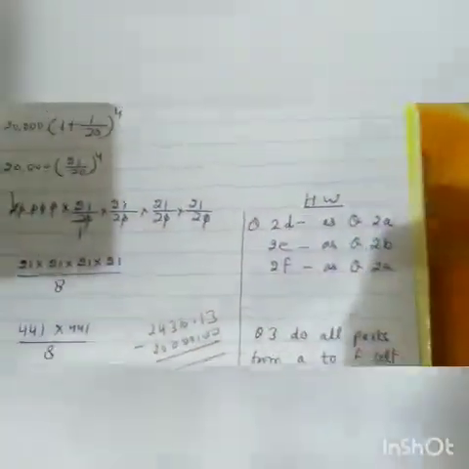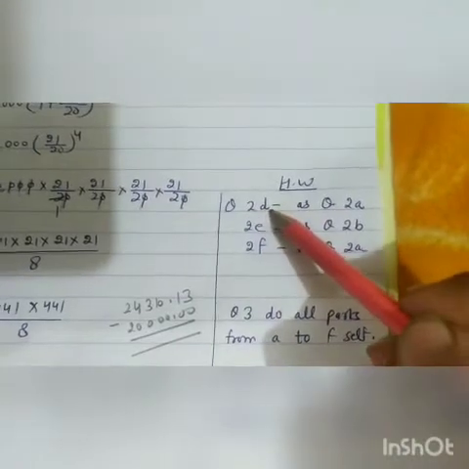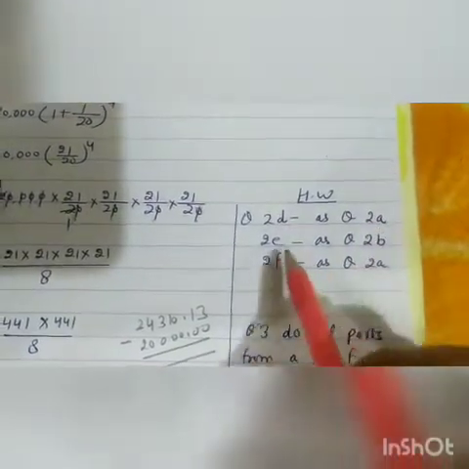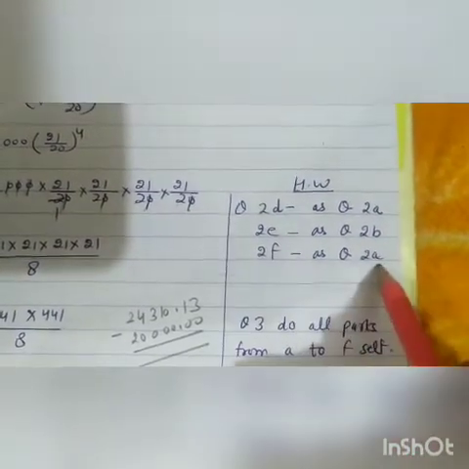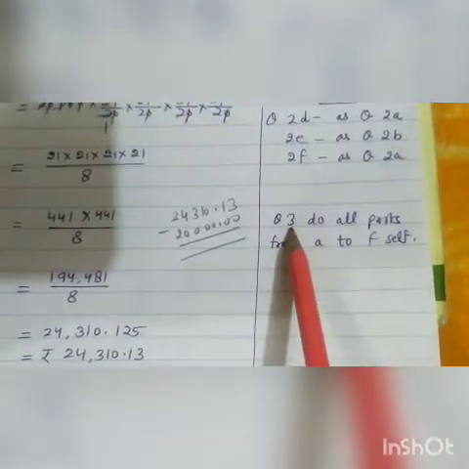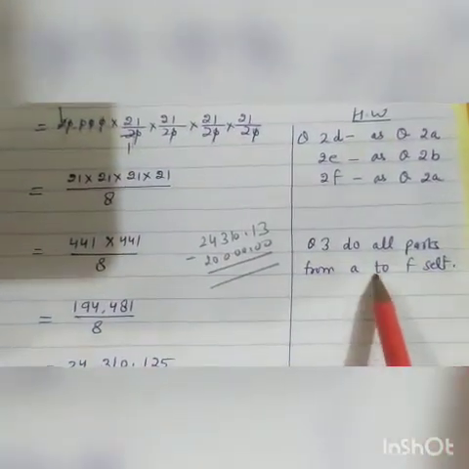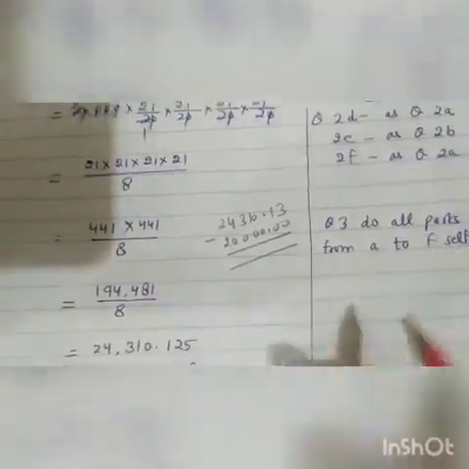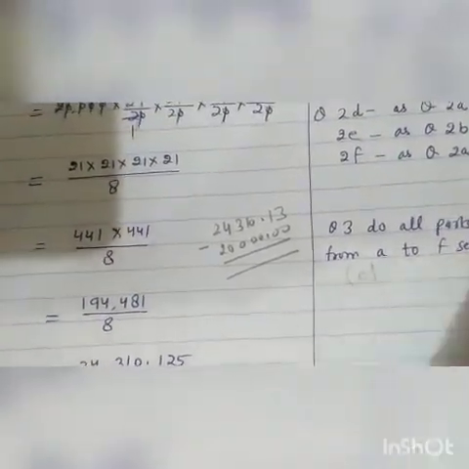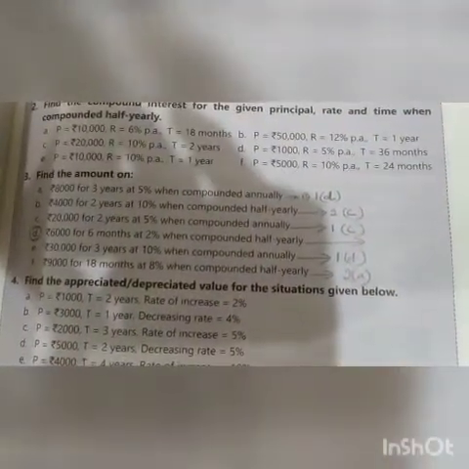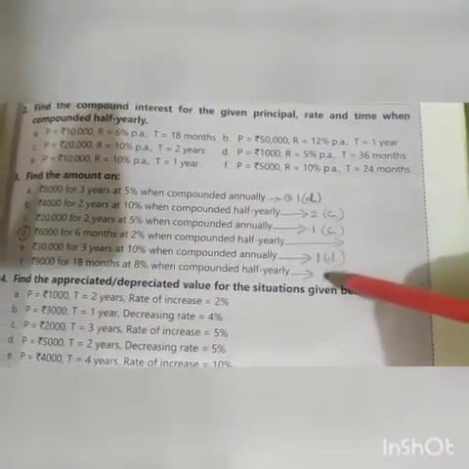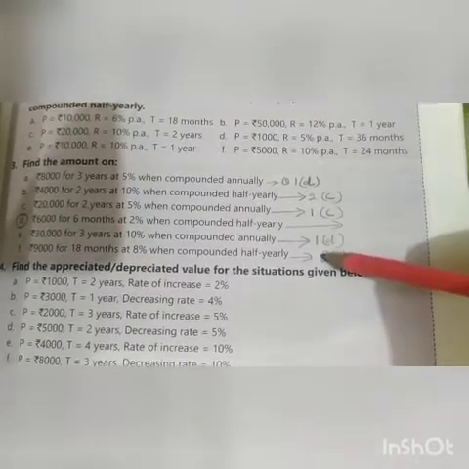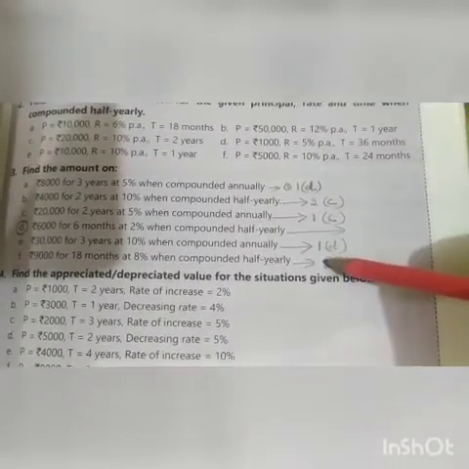Now the remaining part of this question. Question number 2D is like question number 2A. Question number 2E is like question number 2B. 2F is like 2A. Then question number 3: do all parts from A to F by yourself. I will solve its D part. See here, I have written this one. You will do it like this. So students, complete question number 2 and 3 in homework.